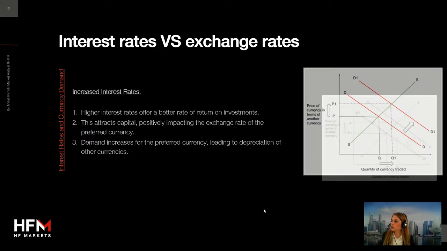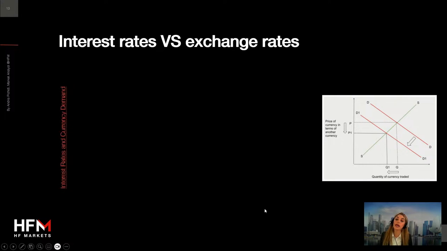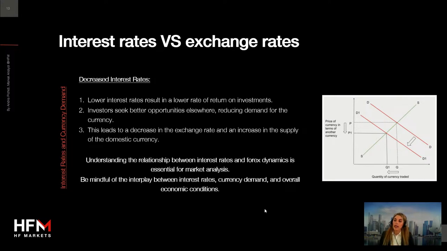So let's move on to see what happens when we have a decrease in the interest rates. What happens to the Forex industry, to the demand for Forex actually, when interest rate decreases? You with me so far?